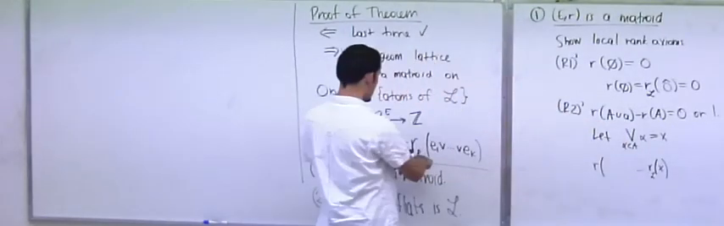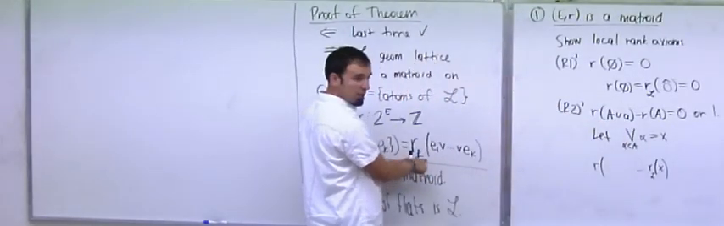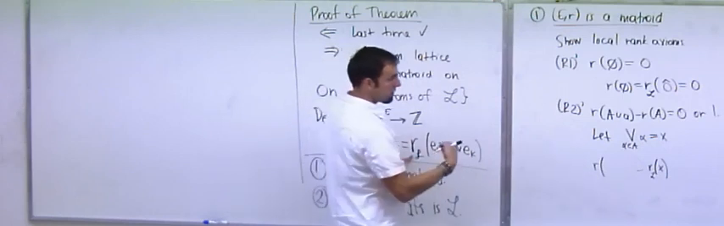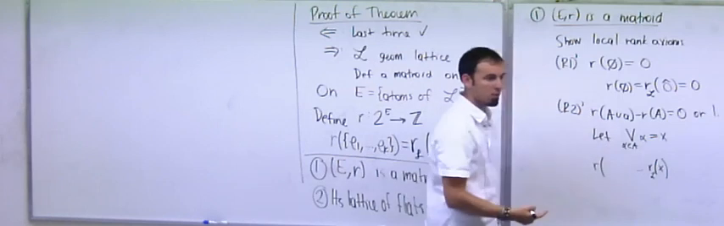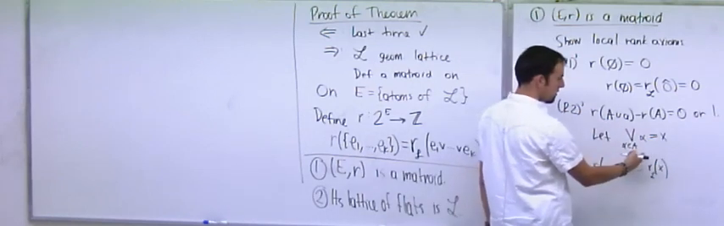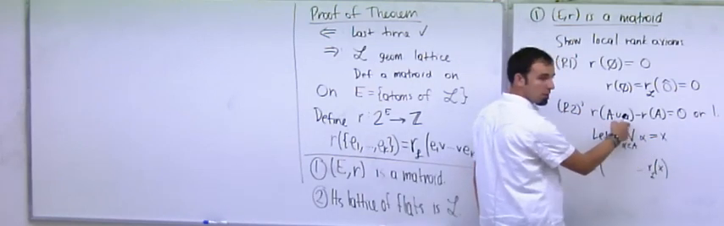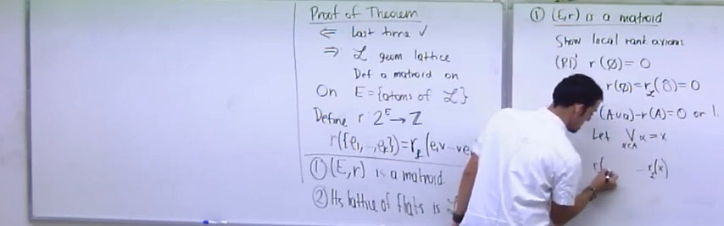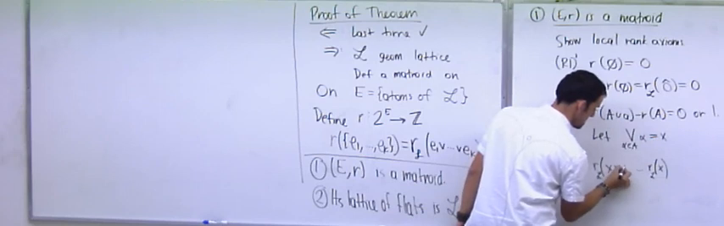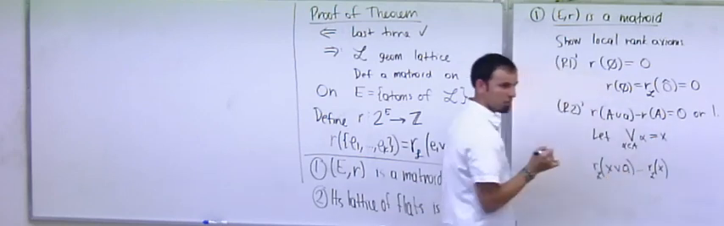What is the rank of A union a? Well, by definition, the rank of A union a is the rank in the lattice of the join of the atoms in A union a. In other words, it's this join. Does that make sense to you guys?